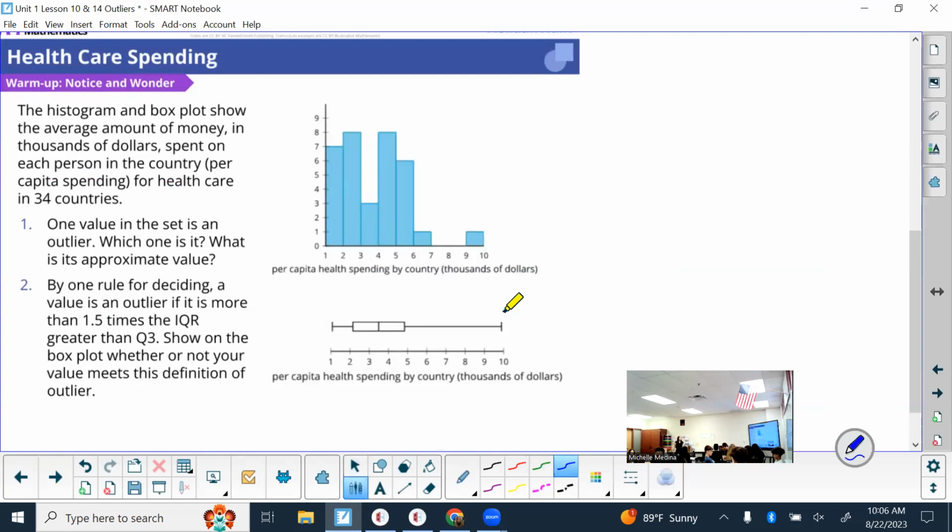So what value do we think is the outlier? I'll take a volunteer. Over here. 9. This part. What value do we approximate it to be? Someone different? Brooklyn? 9.5. About 9.5. Maybe a little more since it's not exactly in the middle of the 9 and 10, but 9.5 could be a good approximation. Now, that represents in thousands of dollars, by the way. But how do you know it's an outlier, potentially?